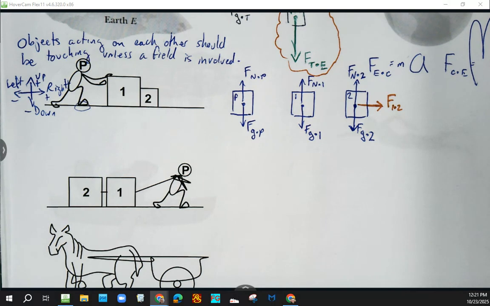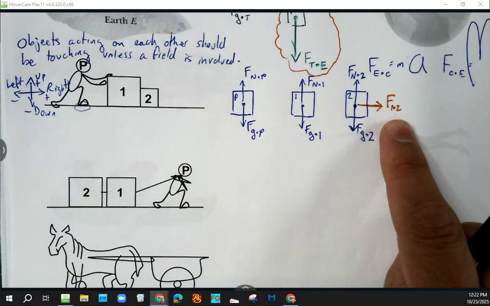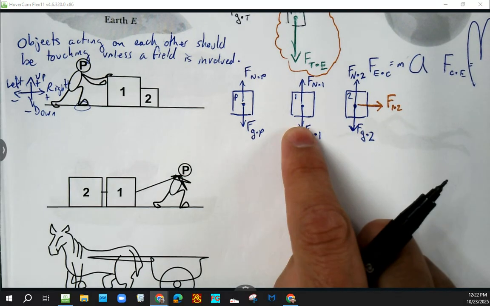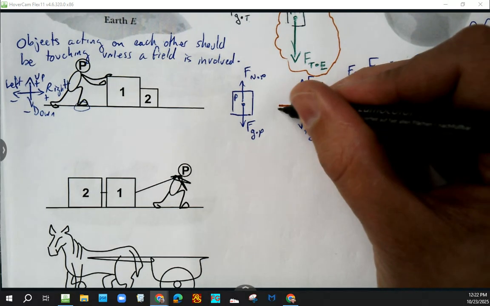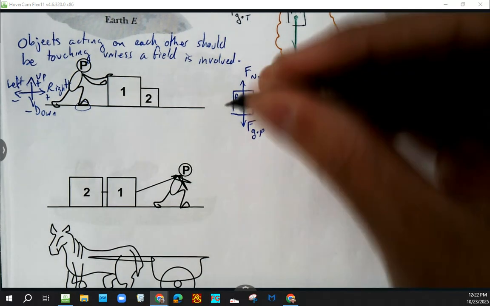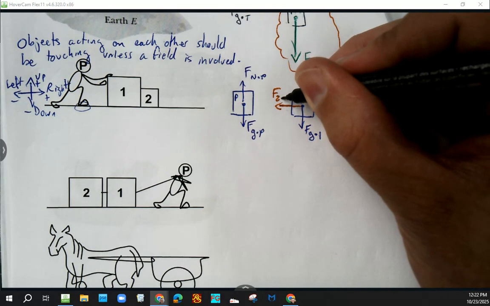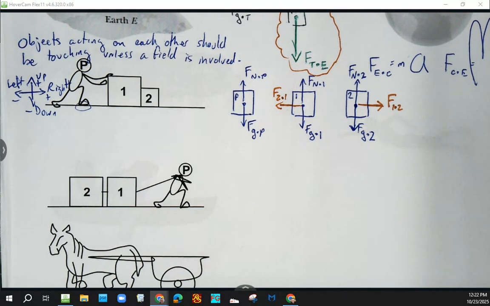If the first box is pushing on the second box, the second box is pushing on the first box. Right? If there's a force of 1 pushing on 2, there must be a force of 2 pushing back on 1. That's the reaction force, equal and opposite. I'll even color code it, doing it in orange so that you can see the matchup. So, force of 2 acting back on 1, a resistive force, if you like, right?